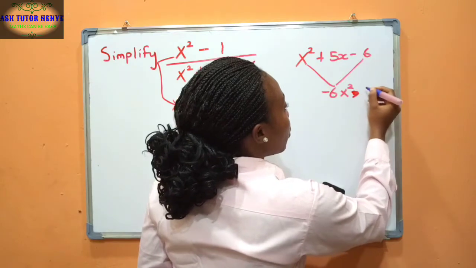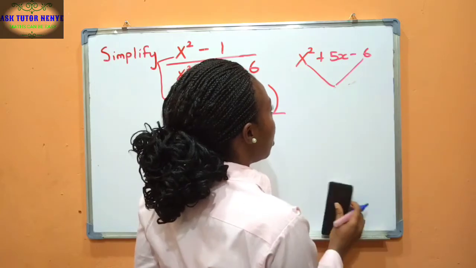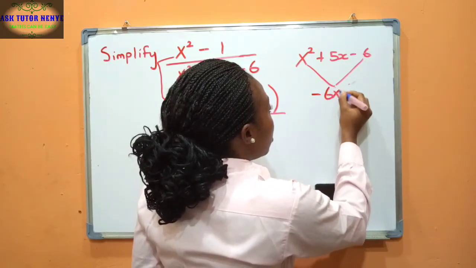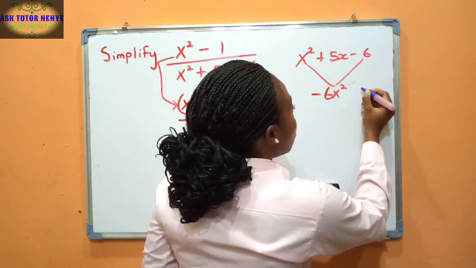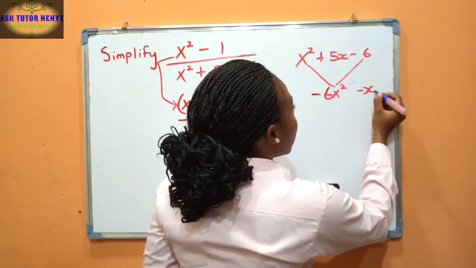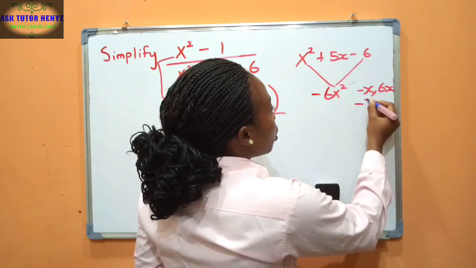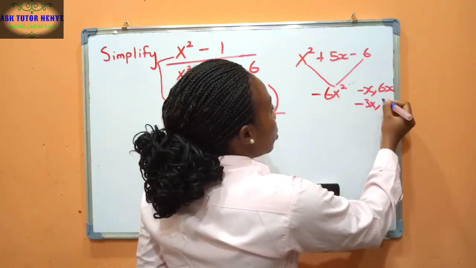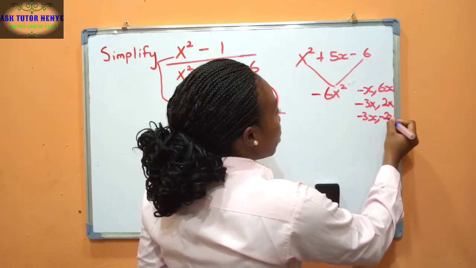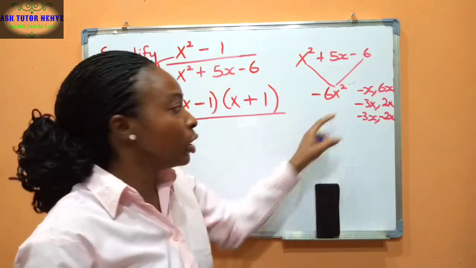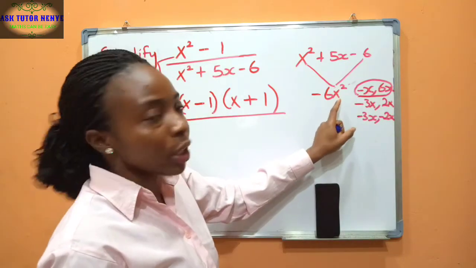Let's write out the possible factors first. We have minus x and 6x. And we have minus 3x and 2x, and minus 3x and minus 2x. Okay, let's just stop here. Let's take a look at this. We are definitely going to go with minus x and 6x, because this suits the requirement I earlier mentioned.